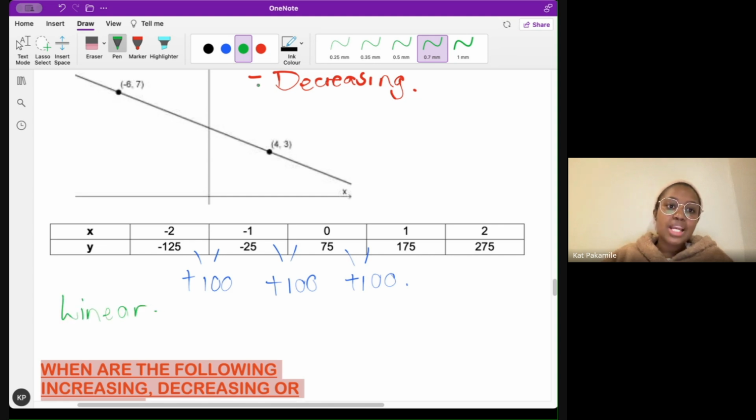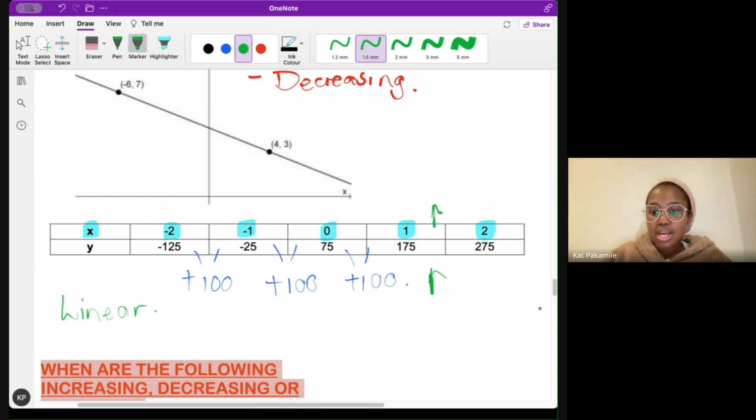Now let's check if it is increasing, decreasing, or constant. What's happening with my x values? Are they increasing or decreasing? They're increasing, thank you. They're going up. And my y values, we just determined that they're also increasing. So is this an increasing, decreasing, or a constant graph? It is indeed an increasing graph.